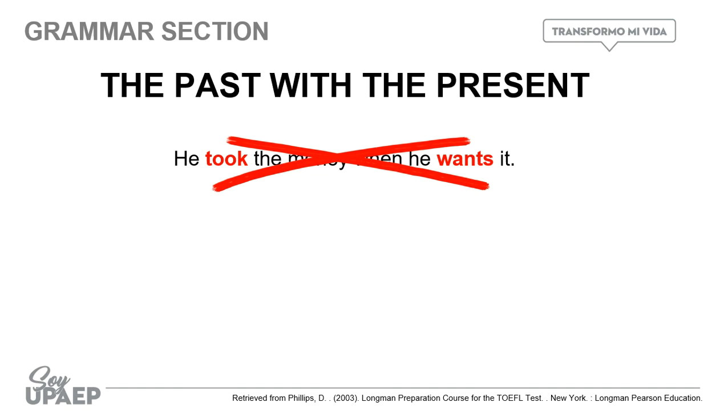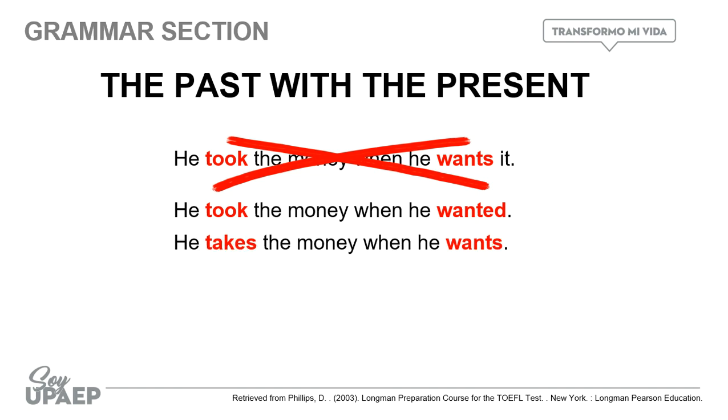We can correct this sentence in 2 different ways. We can say he took the money when he wanted, right? Saying that he took the money in the past when he wanted in the past. This one is logical. Or we can say he takes the money when he wants, as if it was a routine. So this meaning is also logical.